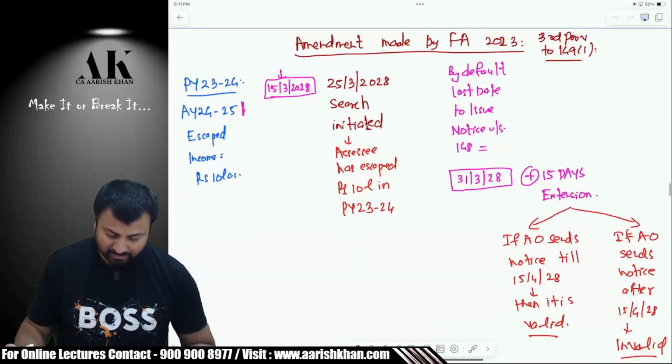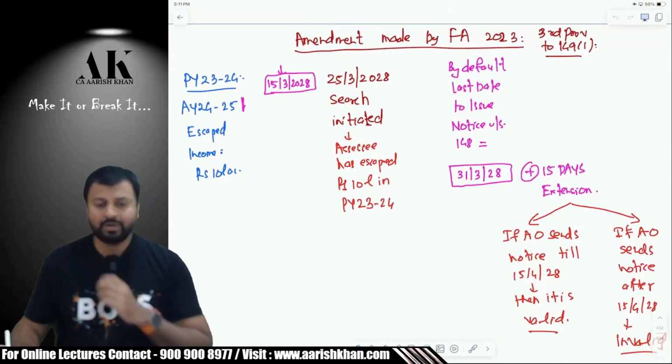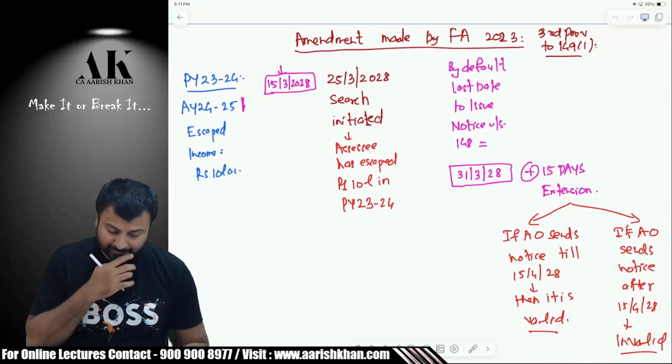You can see over here, please, all of you. This is the third proviso to section 149 subsection 1. What is the amendment over here? Let me explain you with the help of this example. Pay attention, please, all of you.